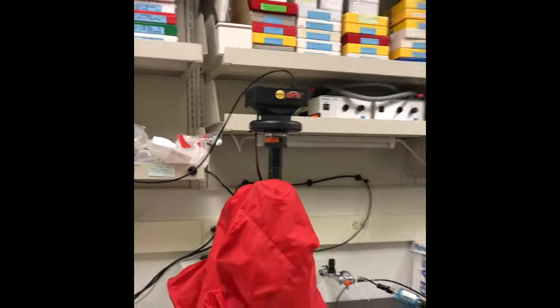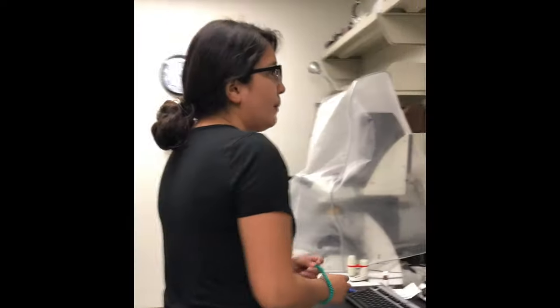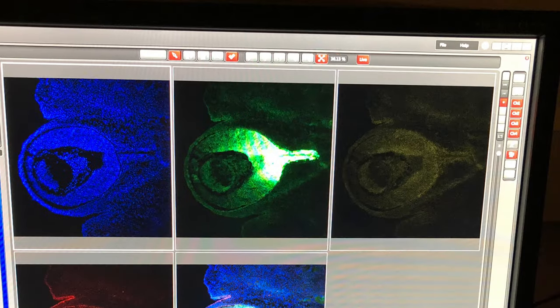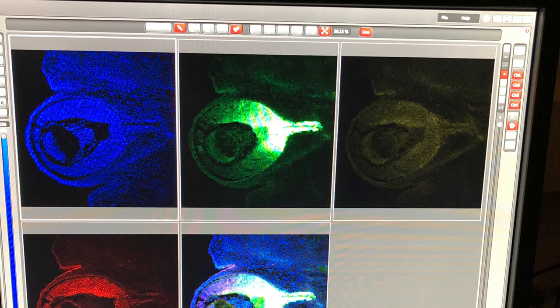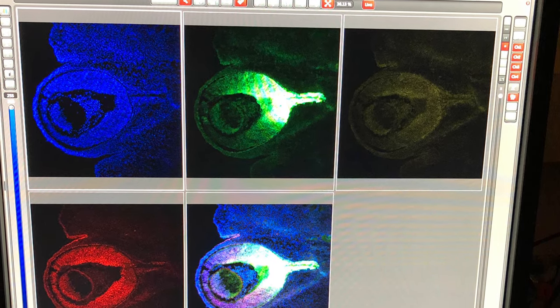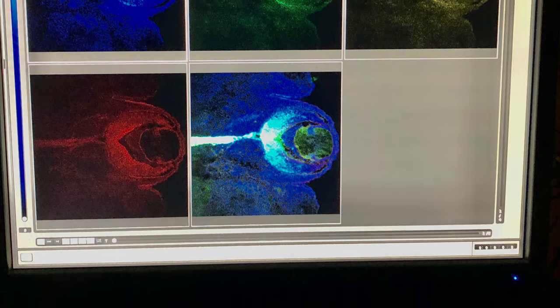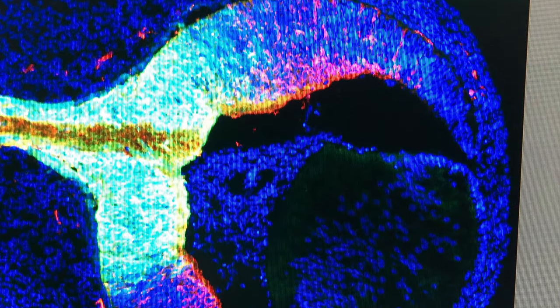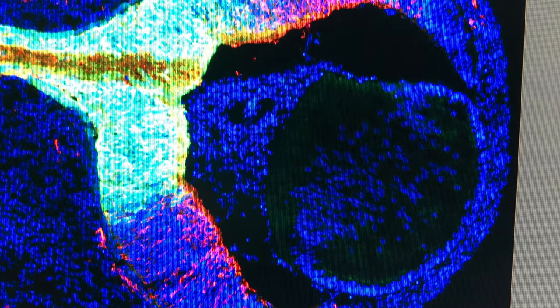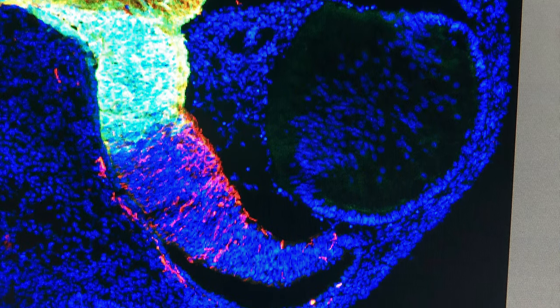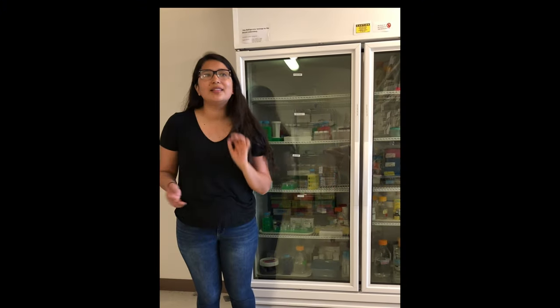So here is yet another room that's part of the Brown lab, and this is our microscope room. This particular microscope and computer system allows me to acquire images of the sections that I have acquired using the cryostat. By dissecting embryos, embedding, sectioning, and staining their heads through immunohistochemistry, I am able to acquire these images which show the expression of DAPI, GFP, PAX2, and PAX6 in the first two images and DAPI, GFP, and TUB3 in the last image. This will ultimately allow me to show the effects of PAX2 in the optic nerve head and optic stalk. This concludes the end of my lab tour.